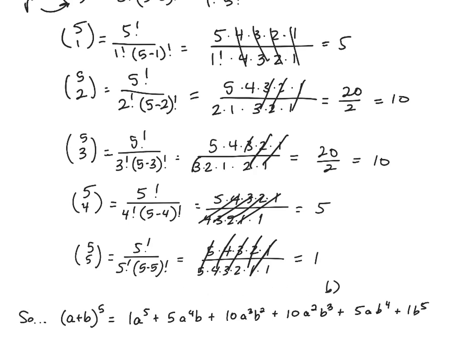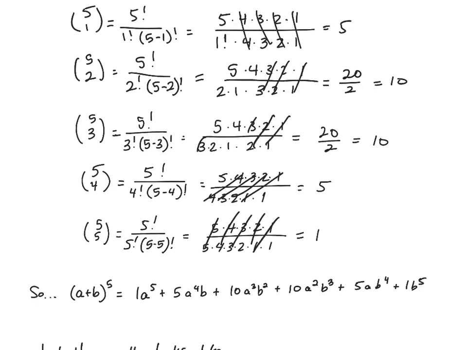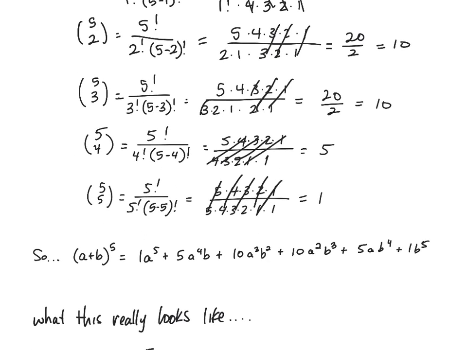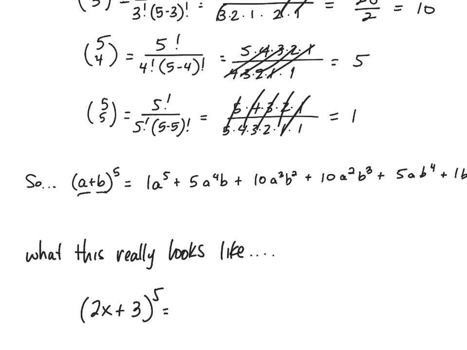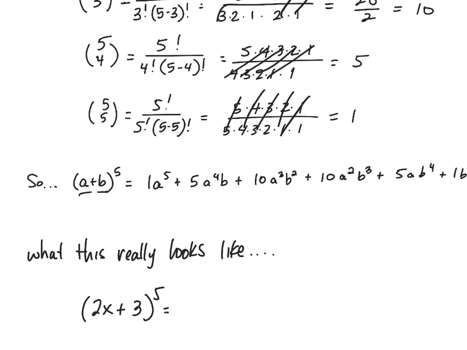Now, this isn't meant to be done with simply a and b. Those are placeholders. a and b are going to be replaced with a variety of values, like 2x plus 3 to the 5th power, for example, where we treat 2x as a and 3 as b.